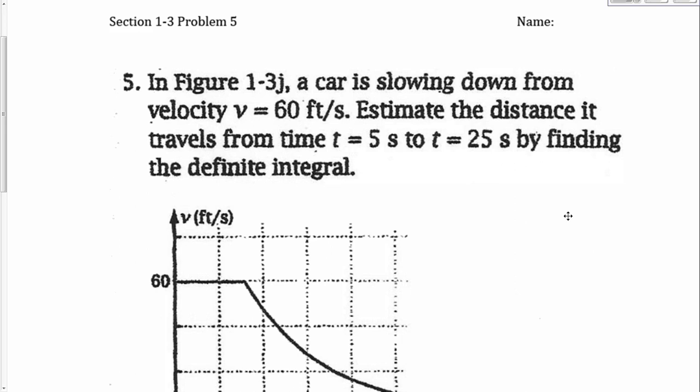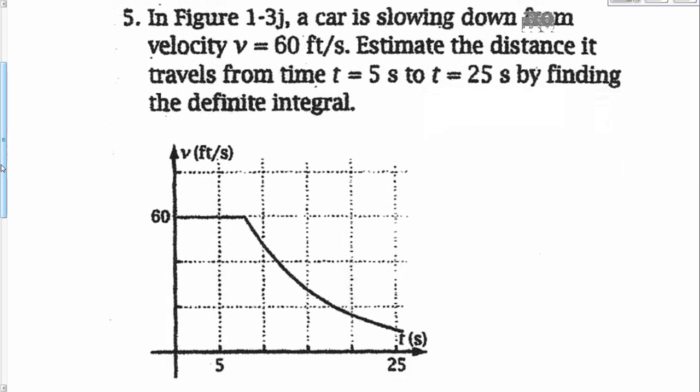My answer that I got was approximately 633 feet. And again, that was approximate, but it should be somewhere close to that. So what we need to do is estimate the distance that this car has traveled from time t equals 5 to time t equals 25. So first thing I'm going to do is figure that out on my grid. So from t equals 5 to t equals 25, this is the region that we're talking about.